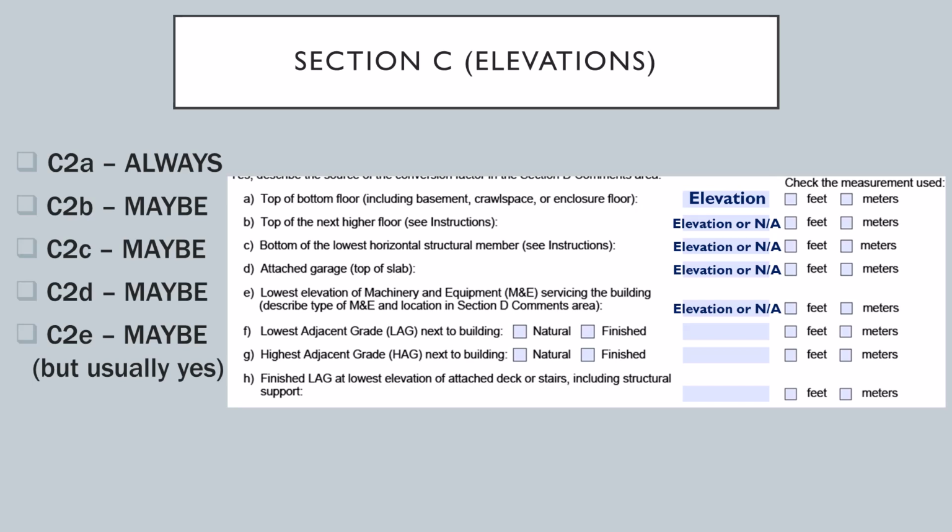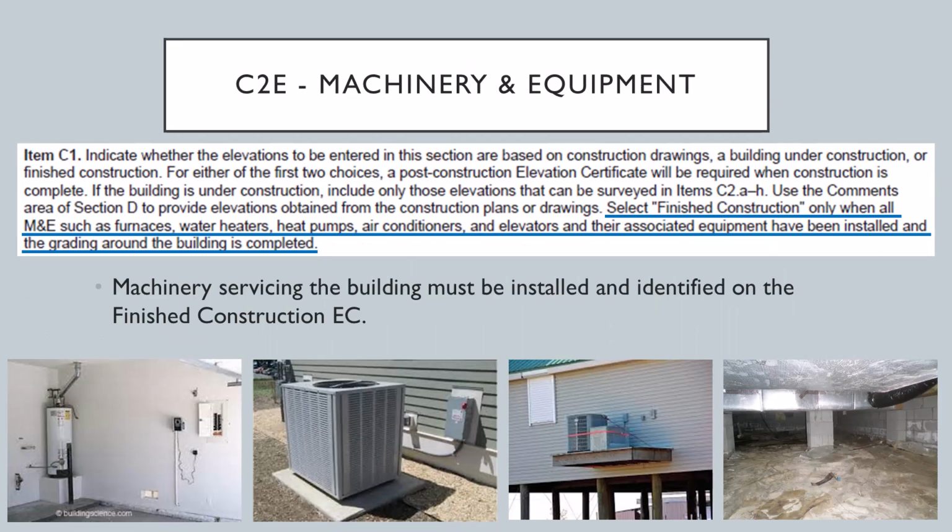It does not include water or sewer pipes, electrical lines, water meters, gas meters, electricity meters, public utility transformers or power generators, or other pieces of equipment that are not owned by the insured. Let's talk more about C2E.